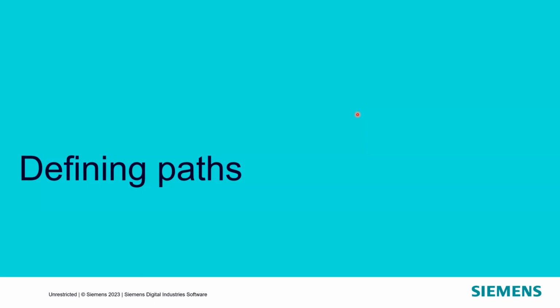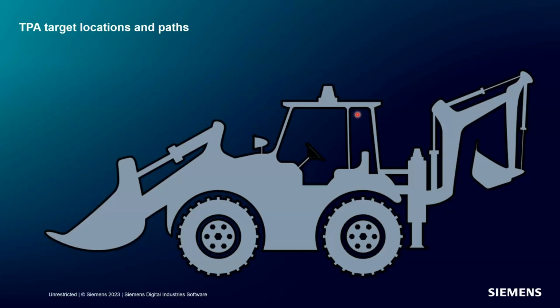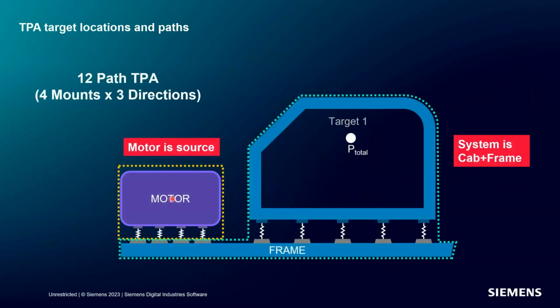So let's make this a little more complicated. Maybe we'd have some product like this that has a cab and a motor. And so here's the motor. So we might consider the motor to be the source. So we have our dotted orange line here. And we can see that we have 4 crossings between where we cut the source versus the structure. And there'd be 3 directions each. This is a 12-path transfer path analysis. So we could understand which one of these 4 mounts might be most responsible for what's happening at the operator ear.